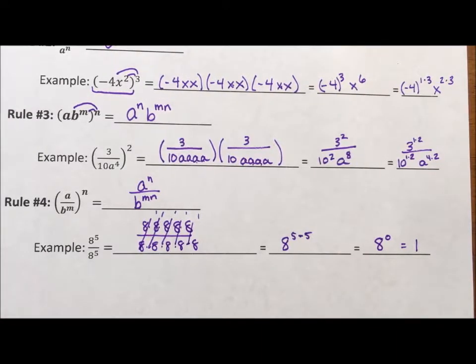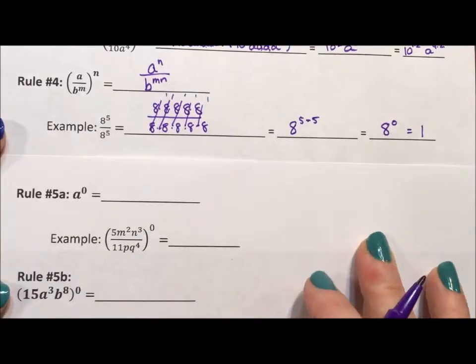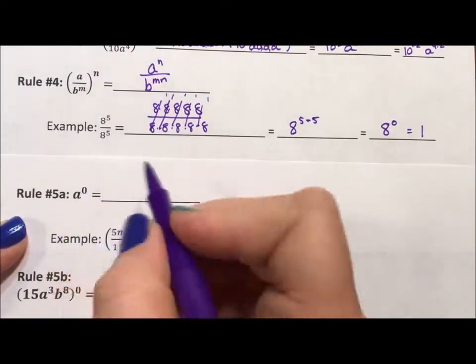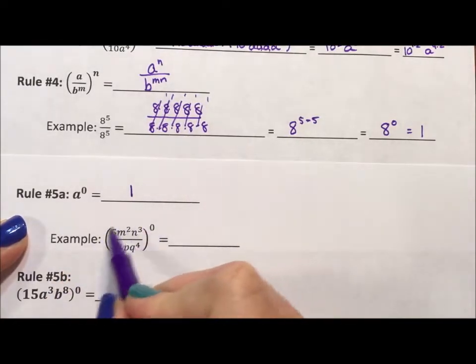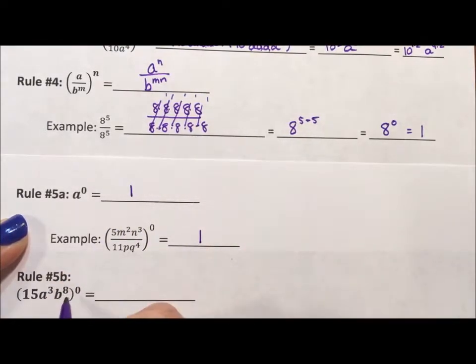So my next rule of exponents states that anything to the power of 0 is 1. And it doesn't matter if there's a bunch of junk in the parentheses, anything to the power of 0 is 1. Anything to the power of 0 is 1.